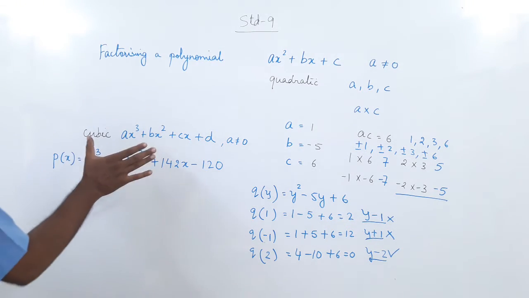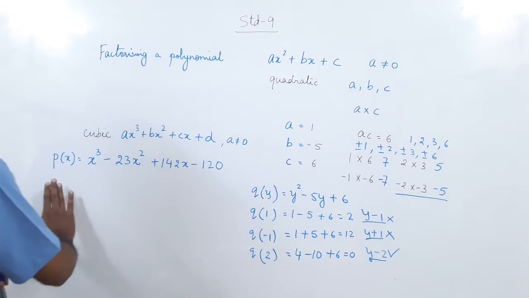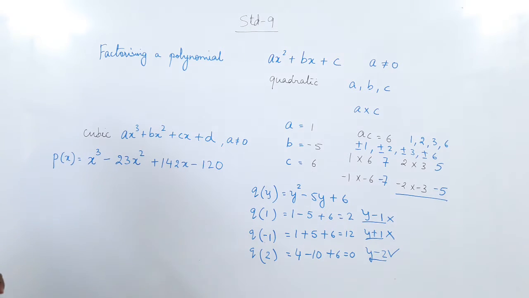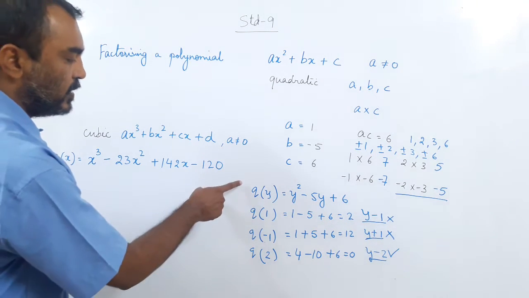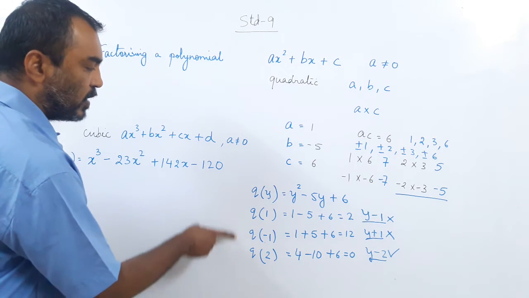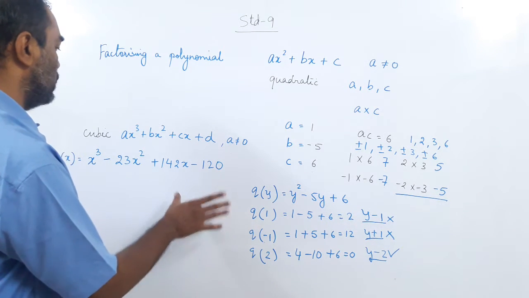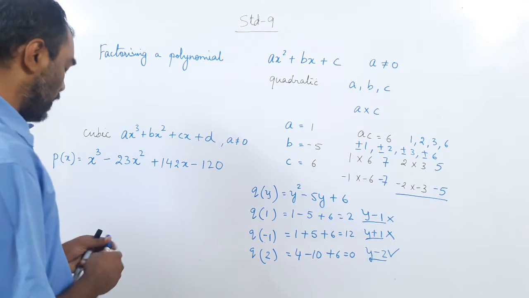So now we move on today to the cubic polynomials and understand the first step of the cubic polynomial. So what is the first step for a cubic polynomial? It is this trial and error method, the remainder theorem or the factor theorem. So tell me the factors of 120.